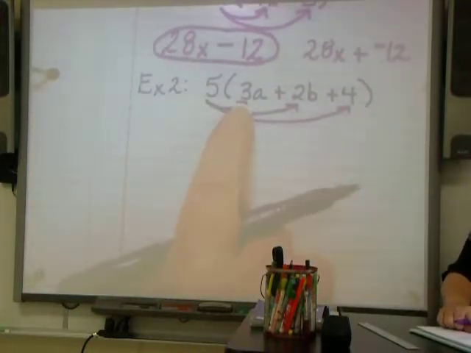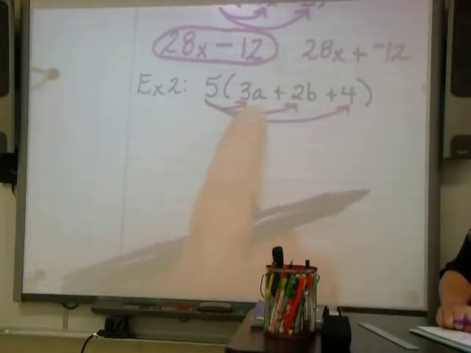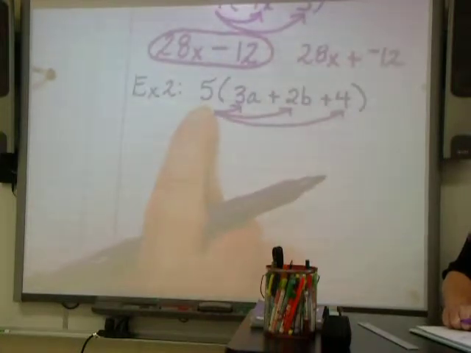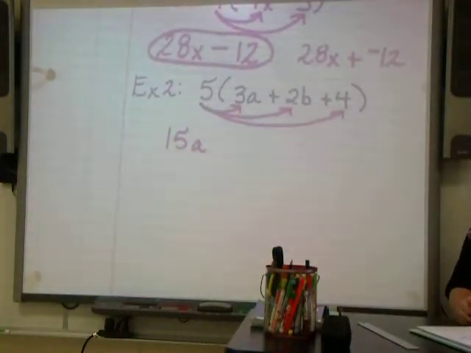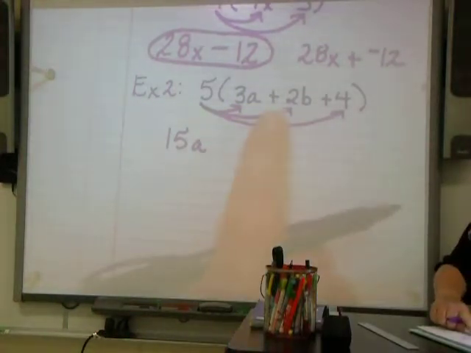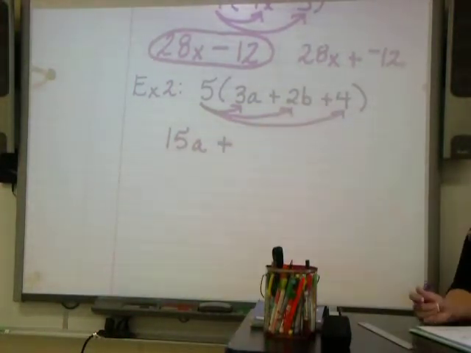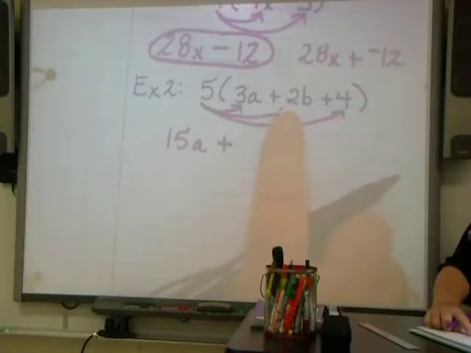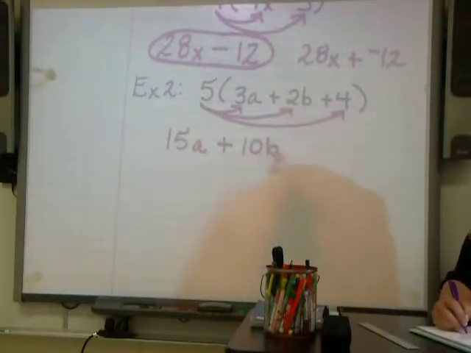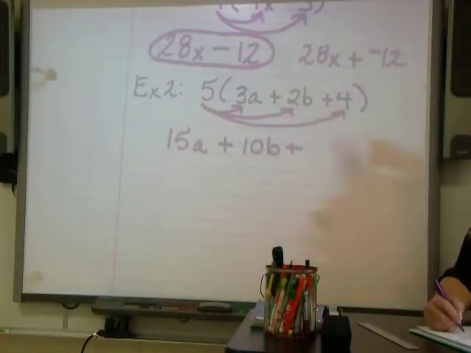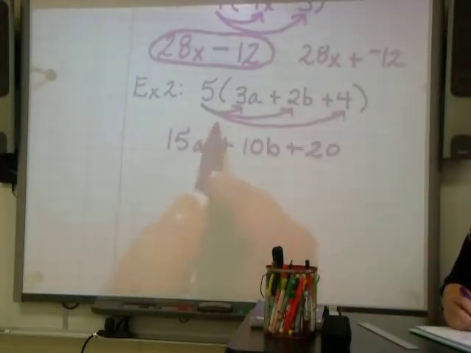5 times 3 is 15 A's. If I have 3 A's 5 times, then that is 15 A's. I'm going to drop that addition sign. 5 times 2b is 10 B's. 5 times 2 is 10, but they're B's, so that's 10 B's. I'm going to drop that addition sign. 5 times 4 is 20, and this is the answer.